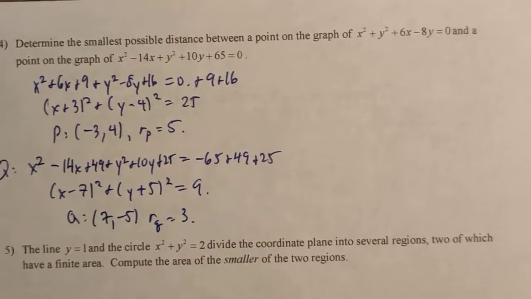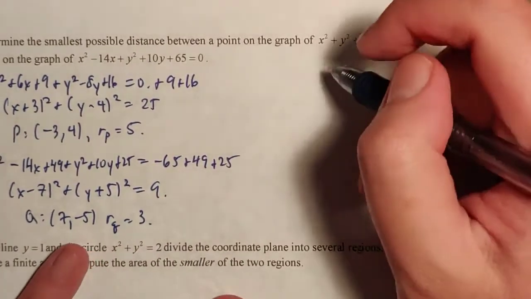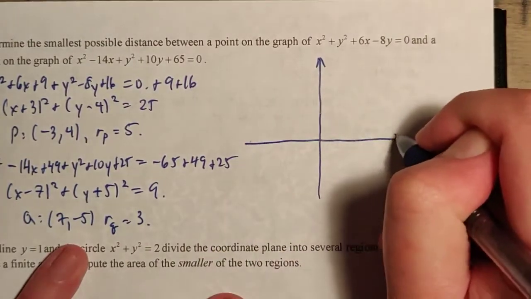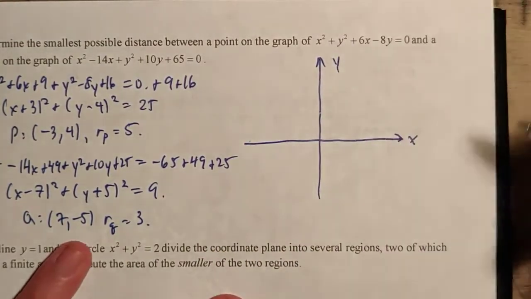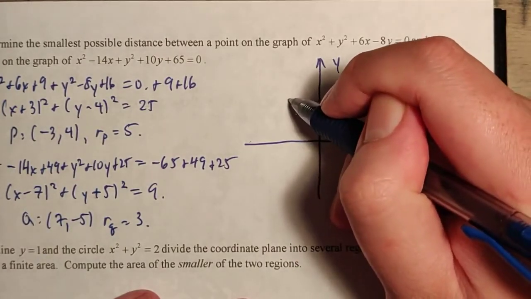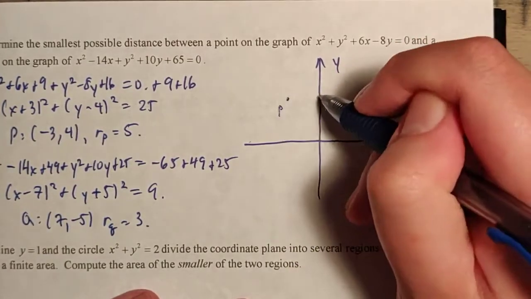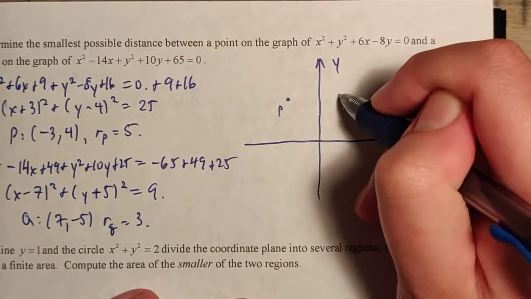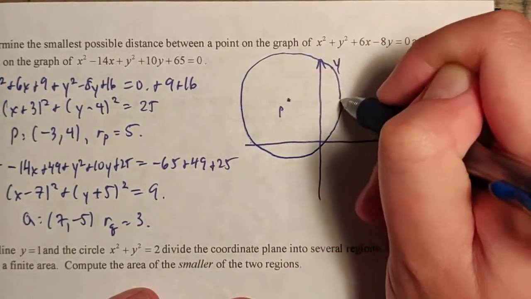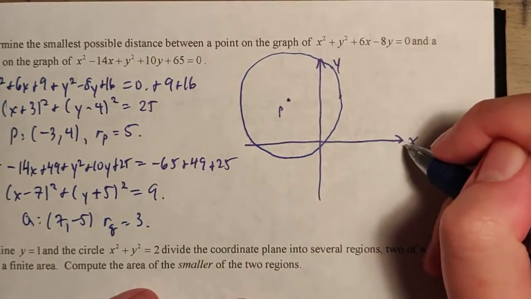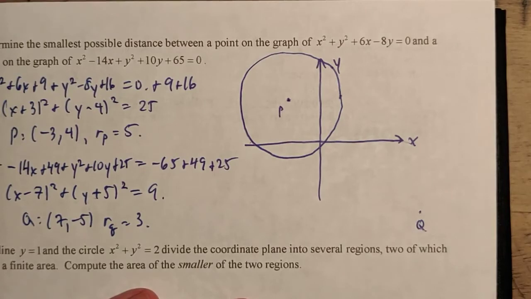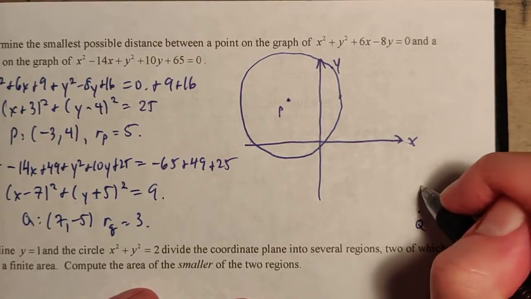Now we're going to take a look at the picture and try to sketch what this looks like. So let's draw this out. Here's x, here's y. P is at negative 3 comma 4 with a radius of 5, so our circle looks something like this. Q is at 7, negative 5, and has a radius of only 3, so we have a circle that looks like this.